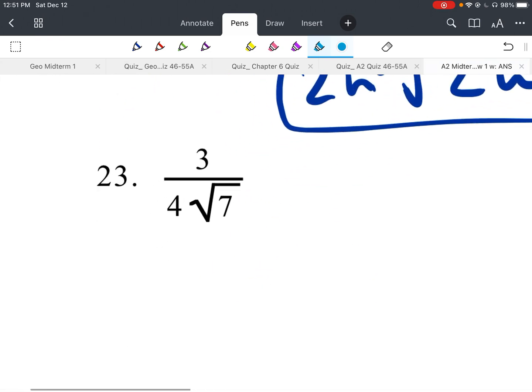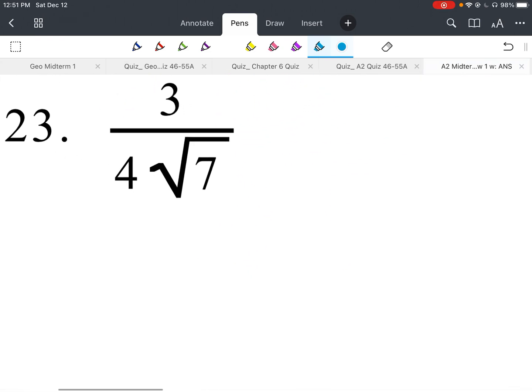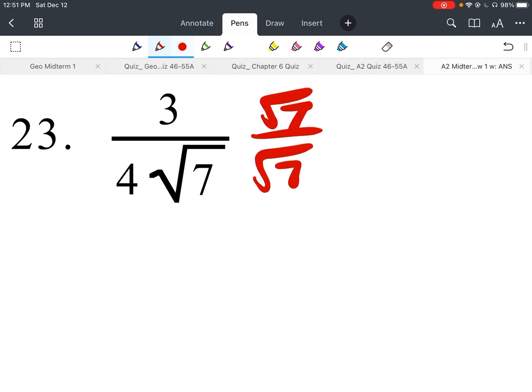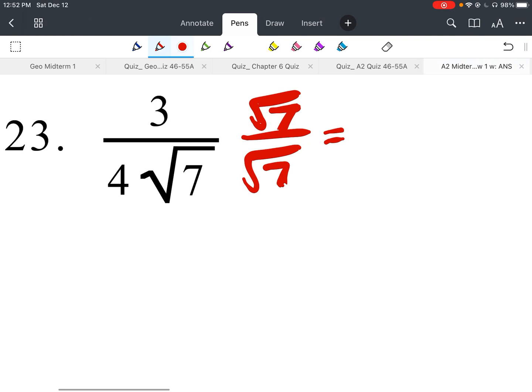All right, what's wrong with this one? Well, we're going to have to clean up. We don't want radicals in the denominator. So if it was like 4 plus rad 7, we'd try to multiply it by the conjugate. But because it's just 4 rad 7, all we need to do is throw another rad 7 down here. Okay, and rad 7 times rad 7, right? As long as you do it to the top and bottom, it's cool.